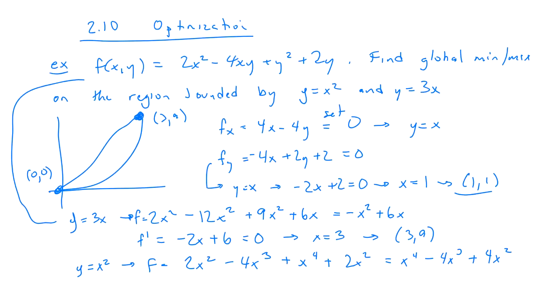And that middle one is cubed, of course. So on the boundary y equals x squared, we have the function x to the fourth minus 4x cubed plus 4x squared. Again, we want to find critical points. So we take the derivative, we set it equal to 0. That's a 4x, because I pulled out one of the x's.